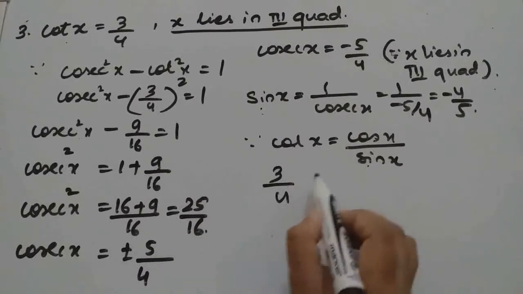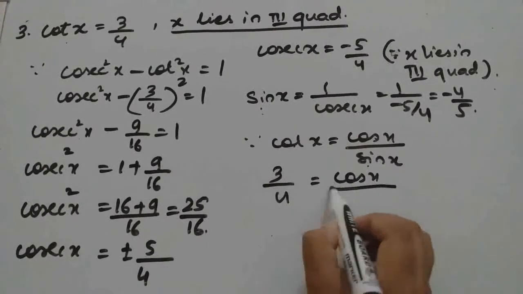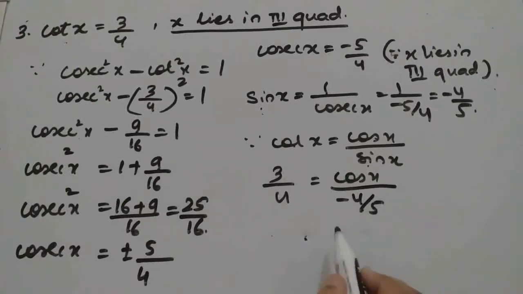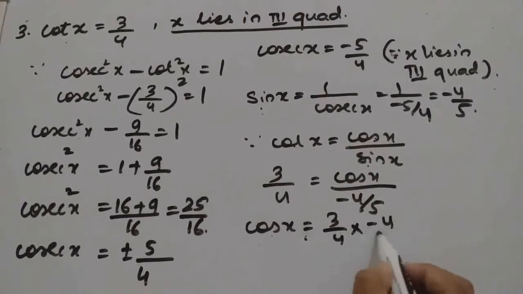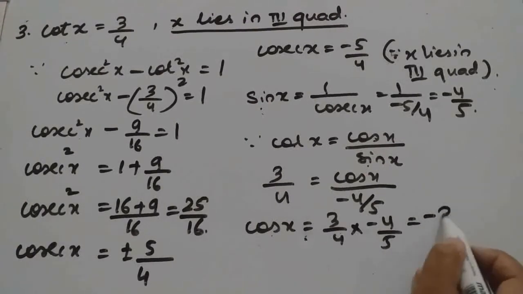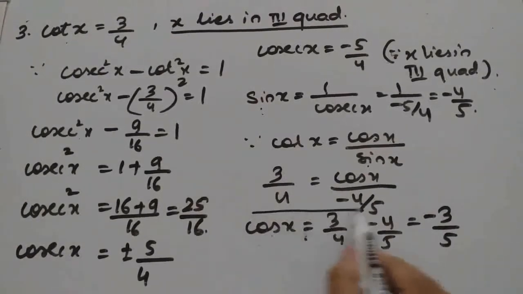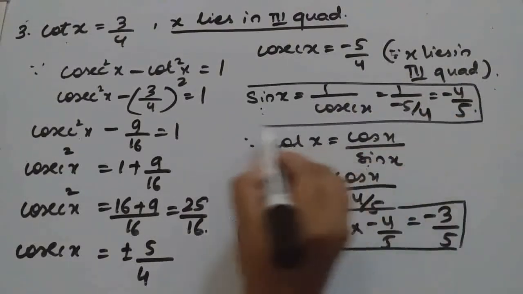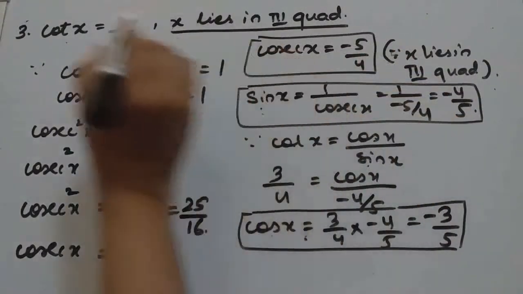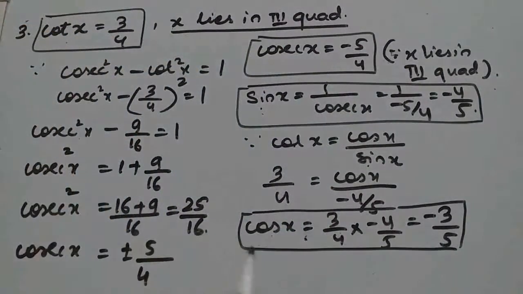So 3 by 4, cos x we should find. Sin x is minus 4 by 5. So cos x will be 3 by 4 into minus 4 by 5, which will give minus 3 by 5. So this is cos x. This one is sin x. Cosec and cot are already given. Now sec x is remaining and tan x is remaining.